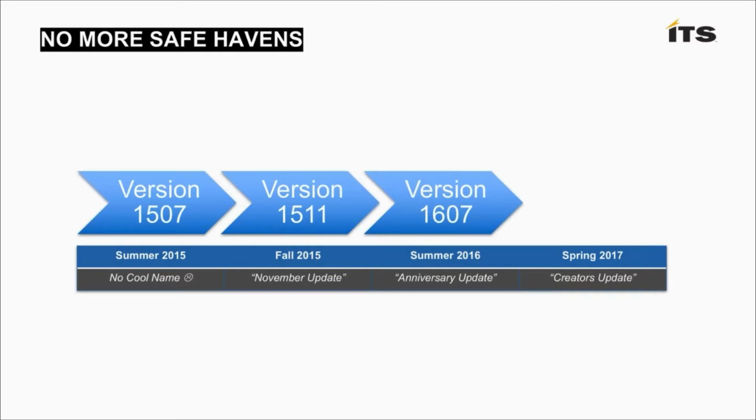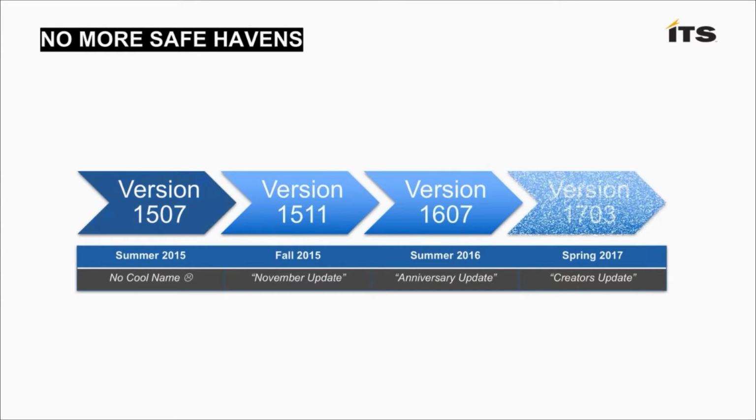And here's the big deal. In May of 2017, just a few months from now, the first release of Windows 10, which is version 15.07, will reach end of support. And that's going to happen as version 17.03, which you may know as the Creators Update, arrives in the next couple of weeks. This is a big thing to get over for a lot of organizations, because you may have just begun your Windows 10 migration or not begun it at all, and already the first release of that operating system is going out of support.